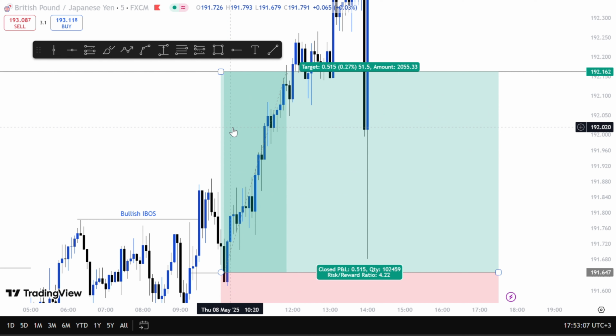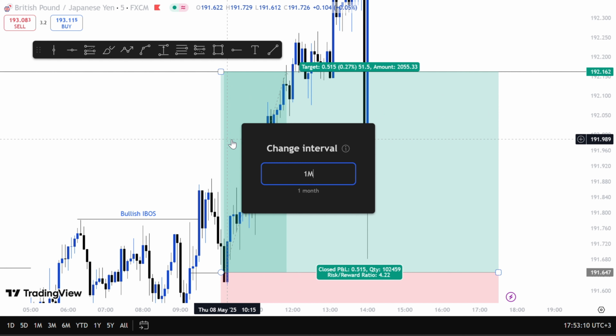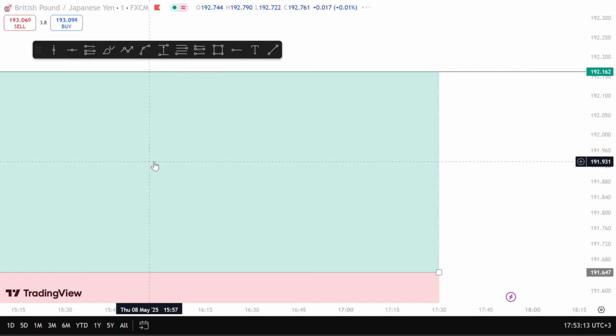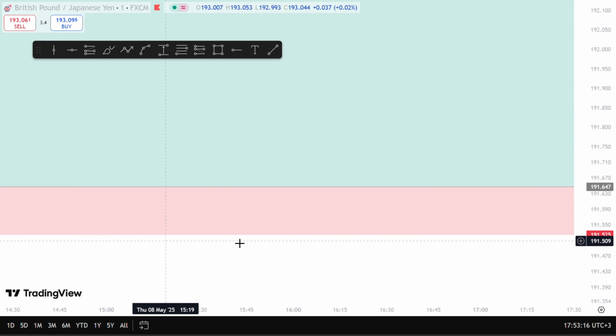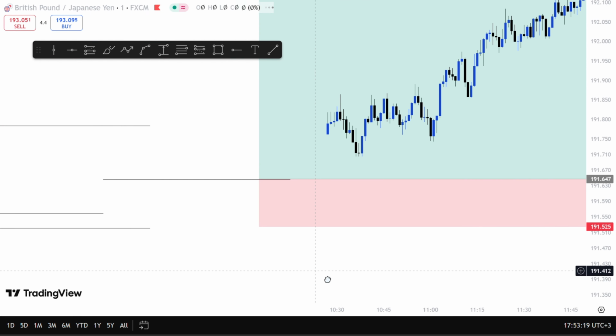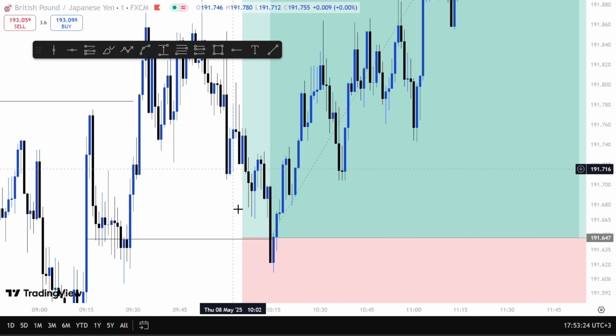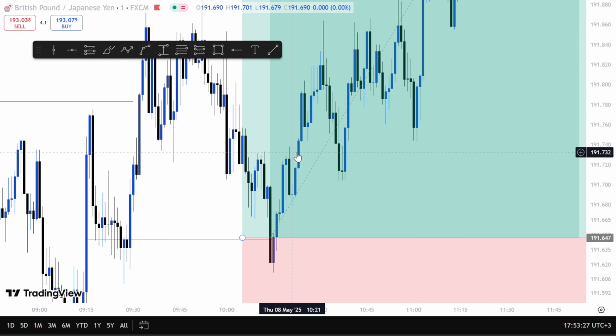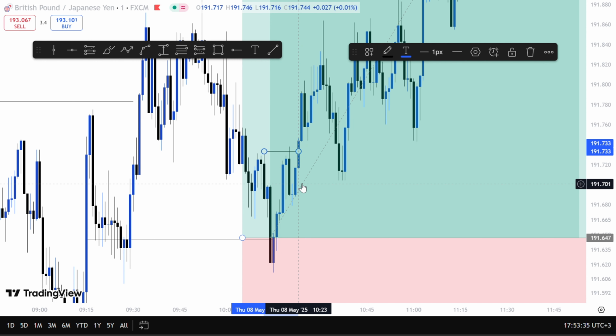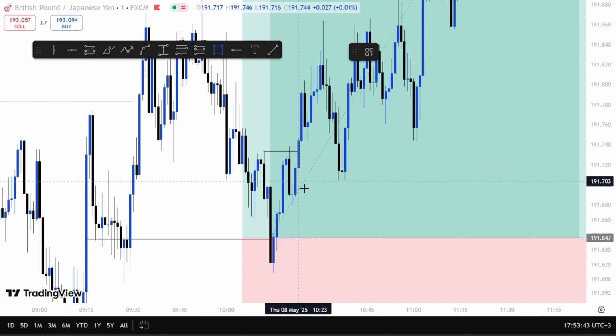I have so many other entry models that you could have used to enter this. I don't encourage people to go down to 5 minutes or 1 minute. So many other ways. As you can see here, we had this change of character right there, and then this straight push. You could have looked to take a trade on this fair value gap right here and put your stop loss down there if you wanted a really marginal stop loss.